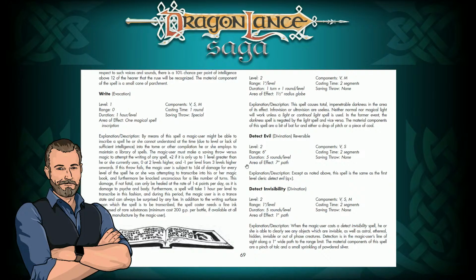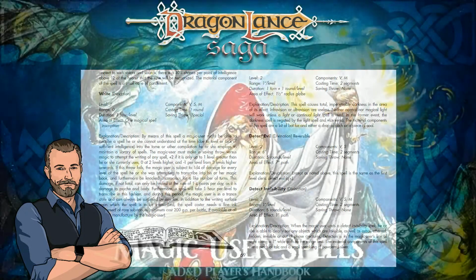In addition to the writing surface upon which the spell is to be transcribed, the spellcaster needs a fine ink composed of rare substances, minimum cost 200 gold pieces per bottle, if available at all without manufacture by the magic user.